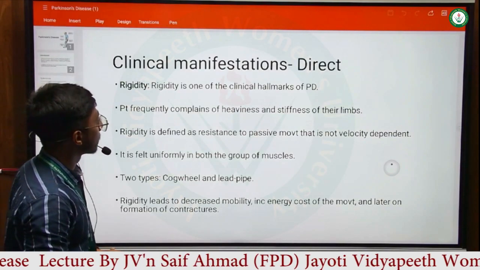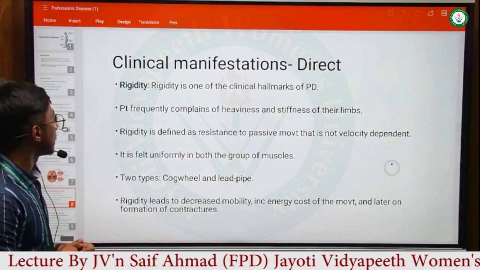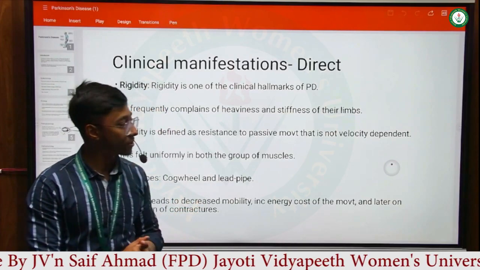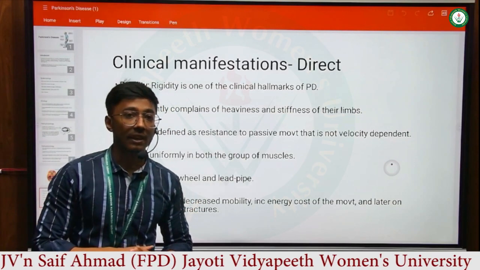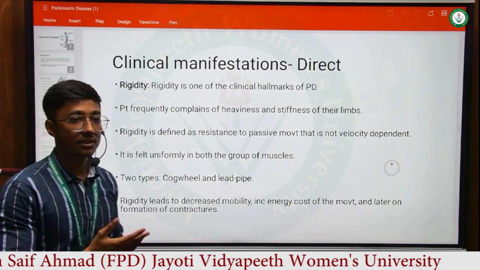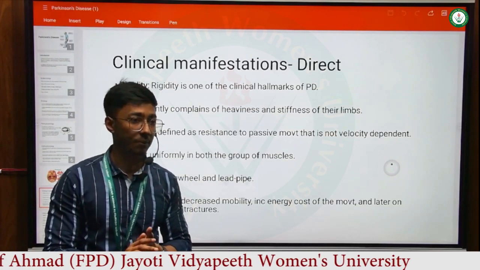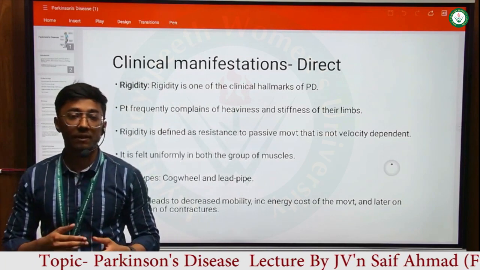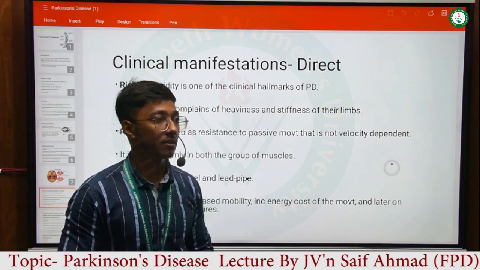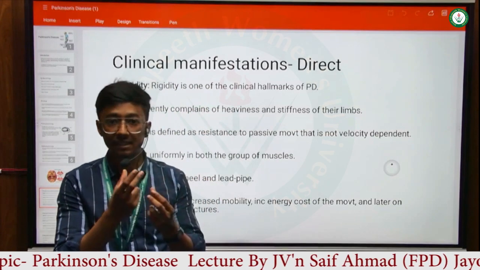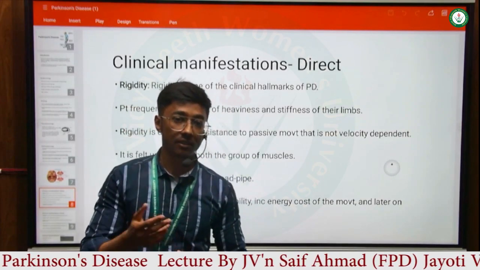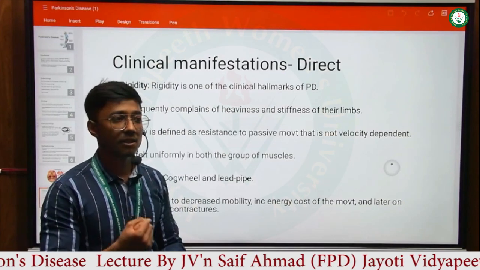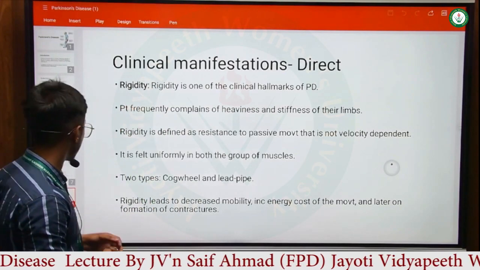Now, clinical manifestations. First is rigidity. Rigidity is defined as resistance to passive movement that is not velocity dependent. It can be in flexion or in extension. There are two types of rigidity we can see in Parkinson: first is cogwheel, second is lead pipe. Lead pipe is a uniform rigidity occurring throughout the whole movement, but in cogwheel rigidity there is some jerky resistance.